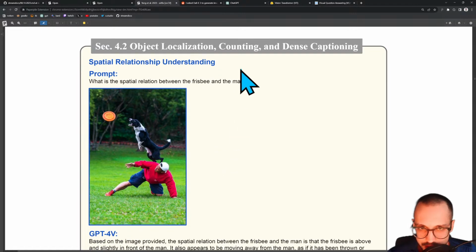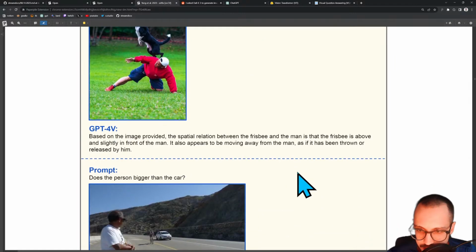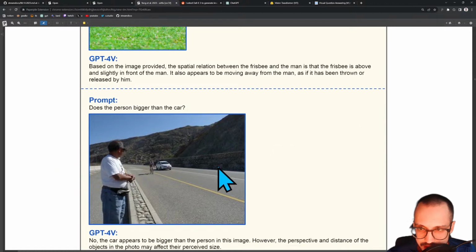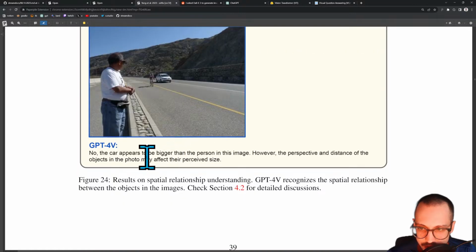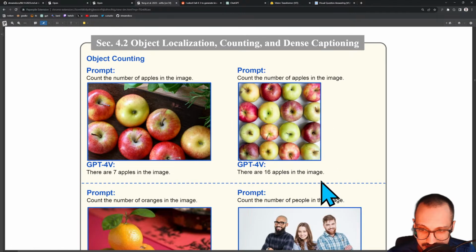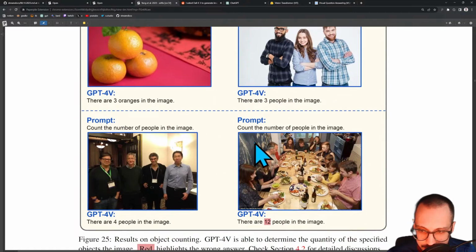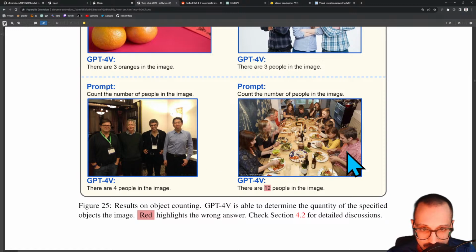Object localization, counting, and dense captioning. So counting has always been something difficult to do. The spatial relation between the man and the frisbee: the frisbee is above and slightly in front of the man. Is the person bigger than the car? No, the car appears to be bigger than the person. However, the perspective and distance, so it understands perspective. That's pretty next level. 7 apples, 16 apples, 3 oranges, 3 people, 4 people, 12 people.